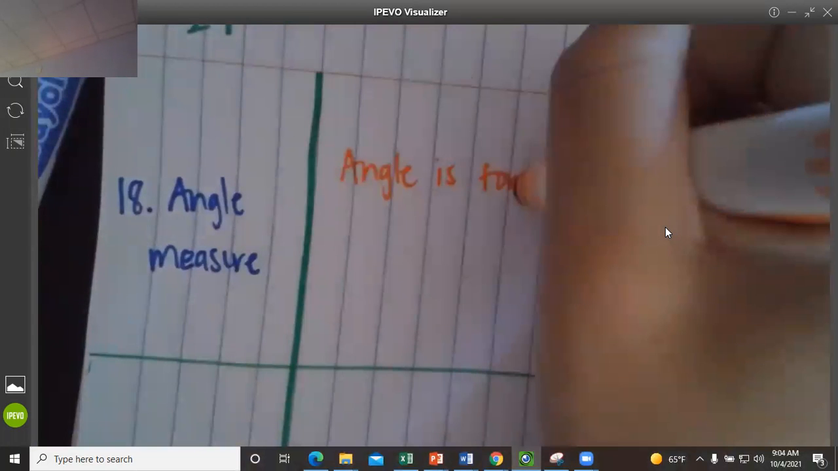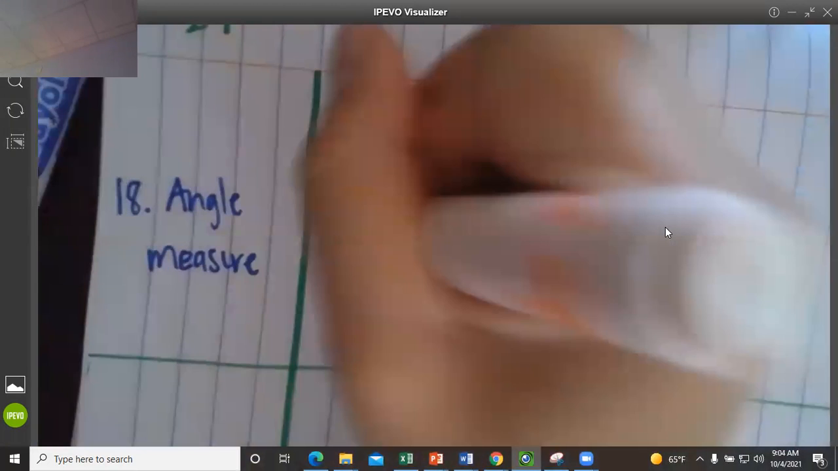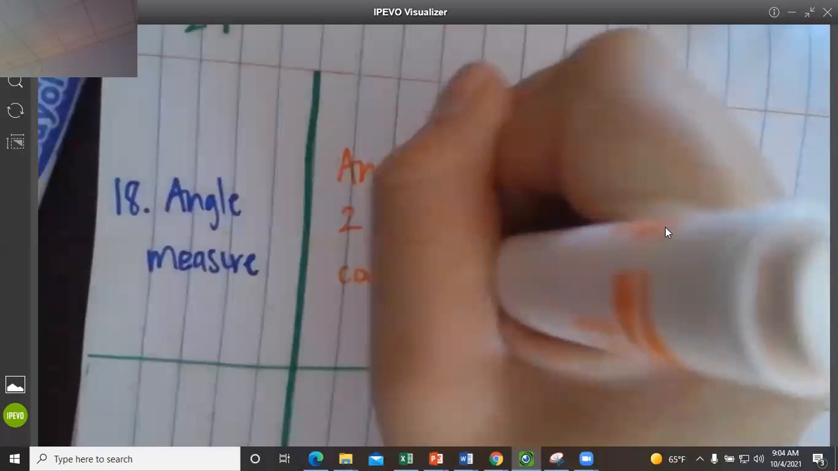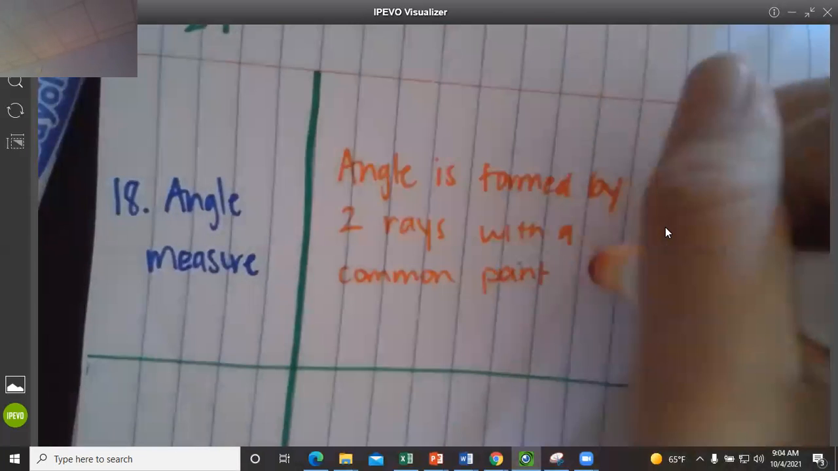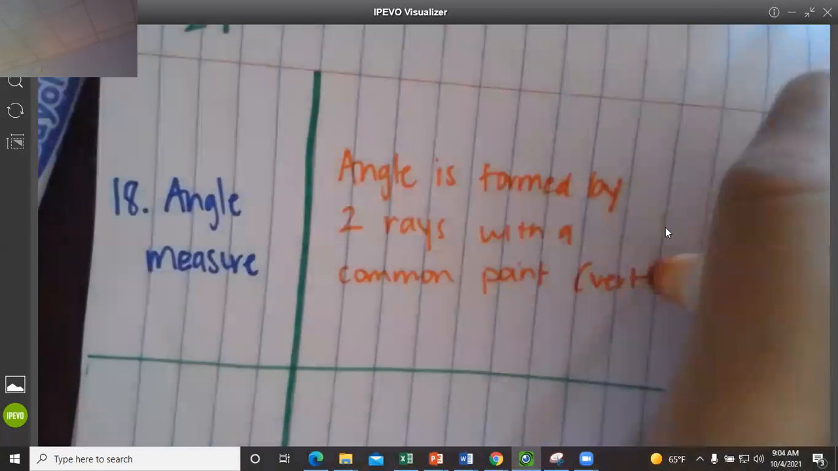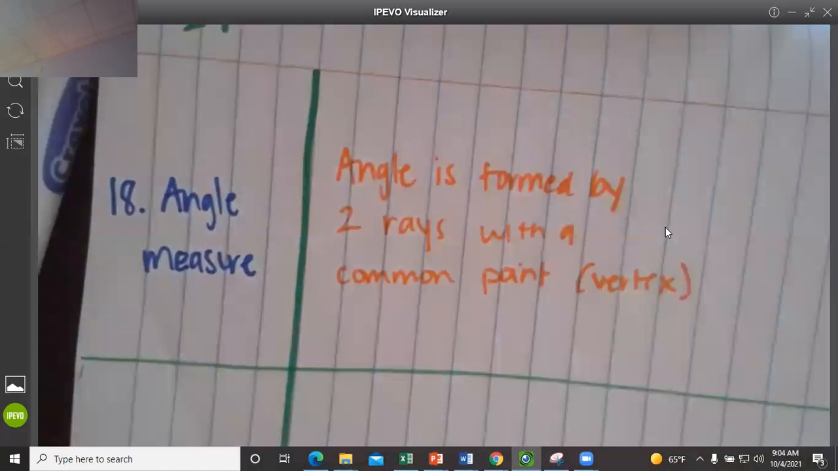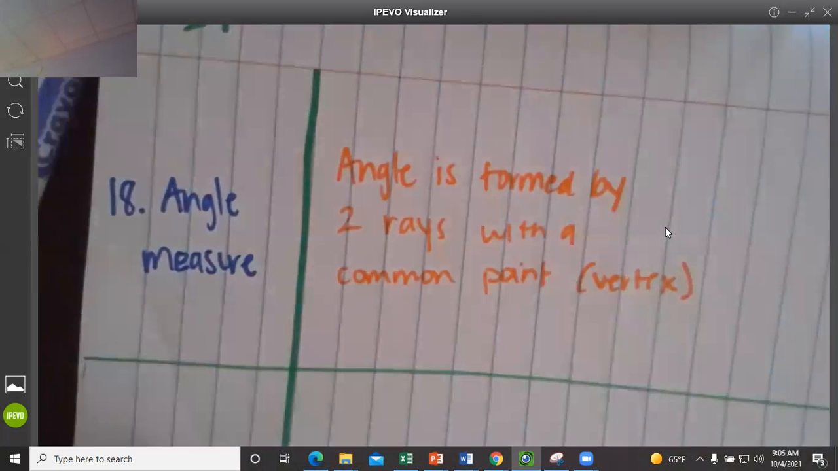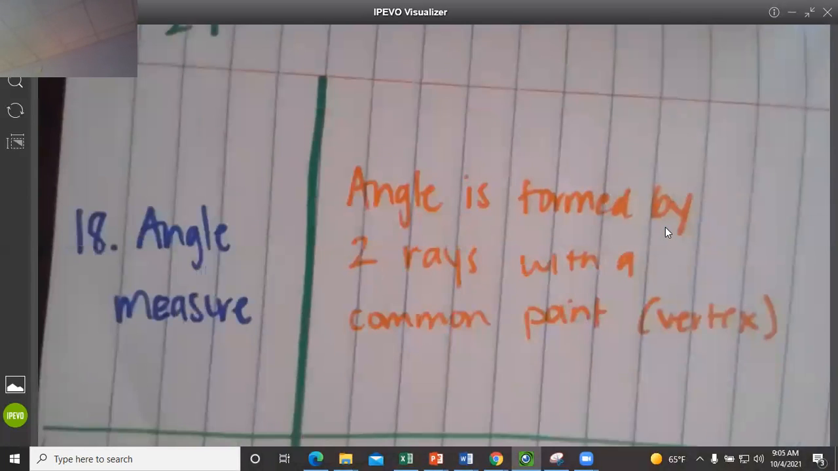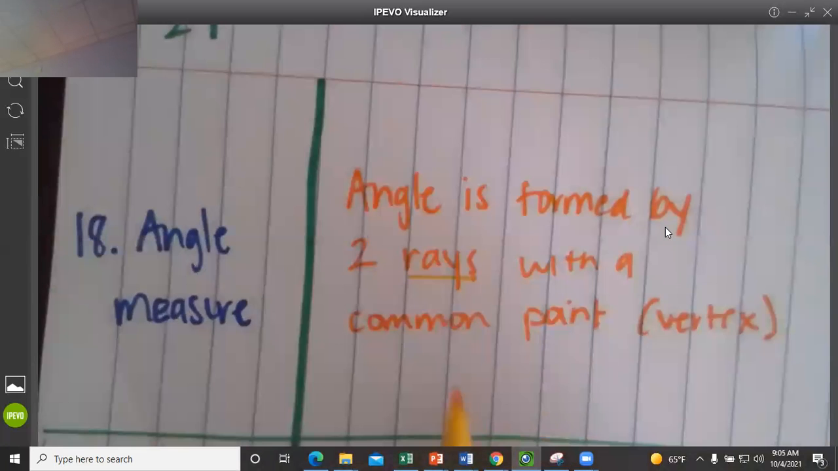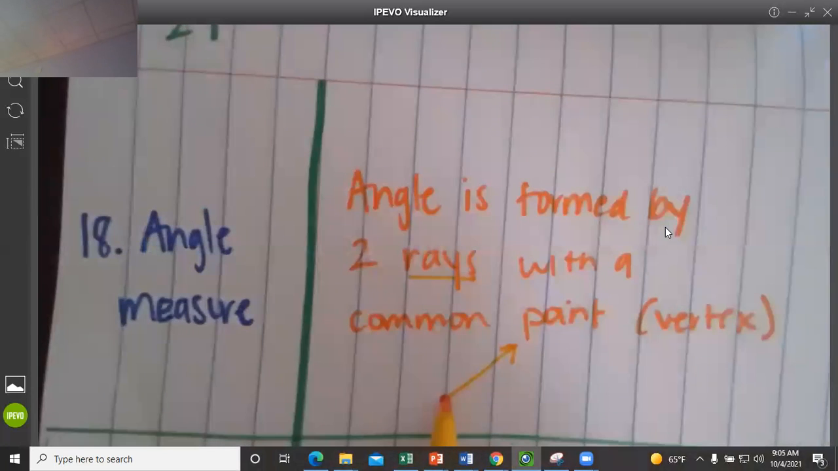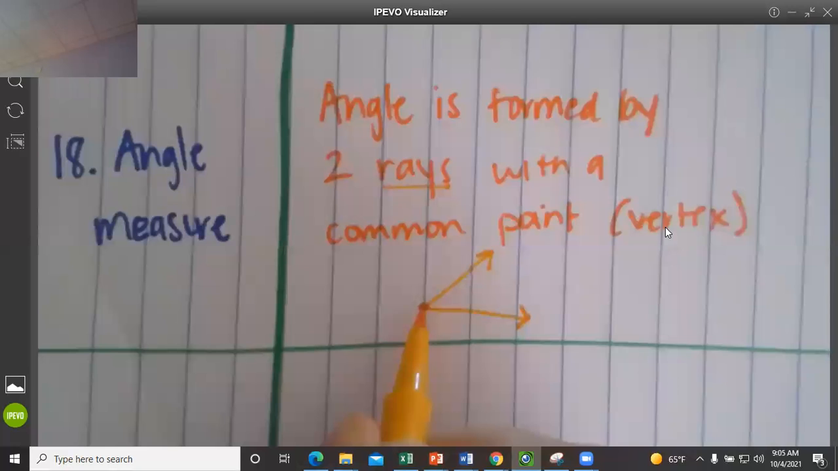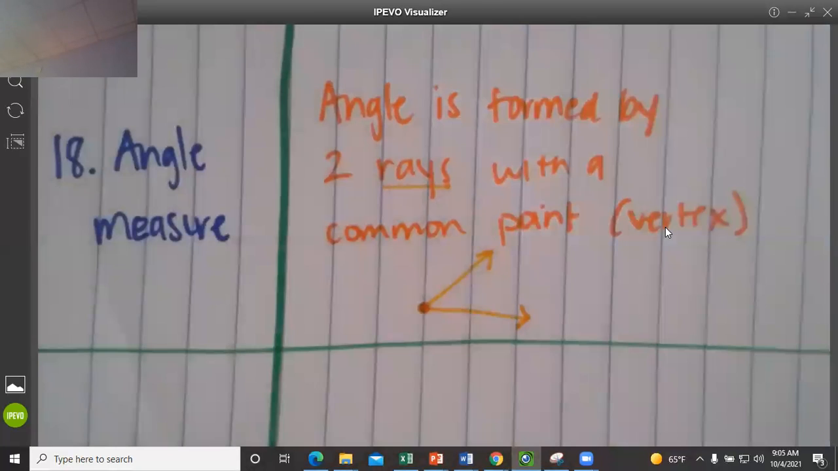It's formed by 2 rays with a common point called the vertex. So some people were asking, why do you have to have the words, pages 6 and 7? Because those words, like the word ray, we talk about them all year long. So the ray, if you remember, has 1 point, goes forever. And so it's 2 rays, that's your vertex where they meet. And that's what an angle is.